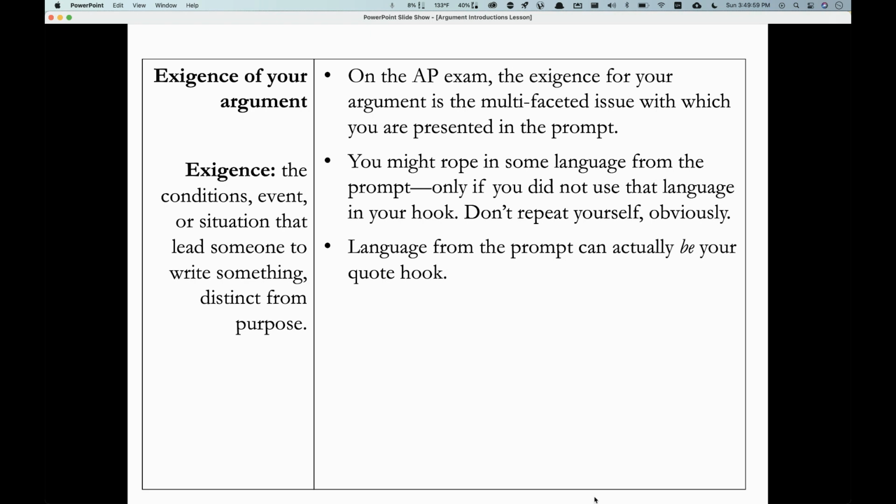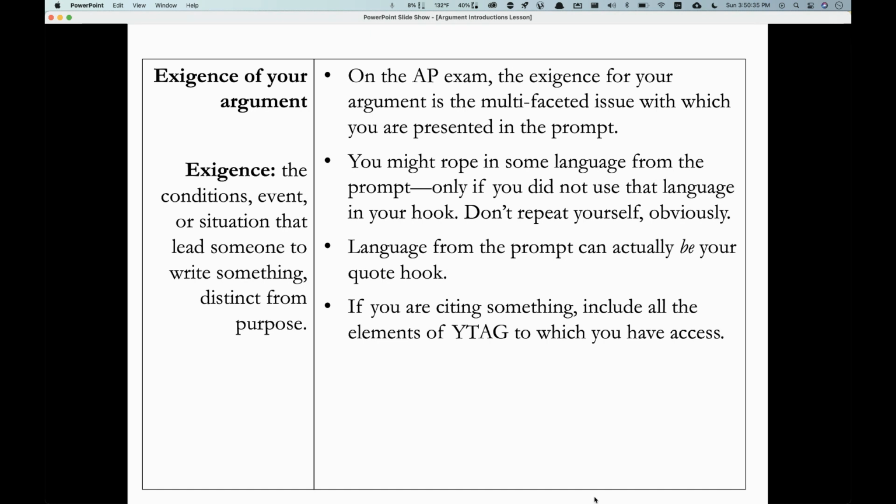There are cases, and I'll actually show you one on a later slide, where your exigence and your hook can be the same thing, essentially. You're using the exigence with language from the prompt. Because the prompt is telling you what the issue is, you're pulling that exigence language directly from the prompt, using it to start your argument. So the exigence and hook are the same thing. I don't recommend that if you can avoid it, honestly, but there are some cases where it makes sense and you can do it and it will work.